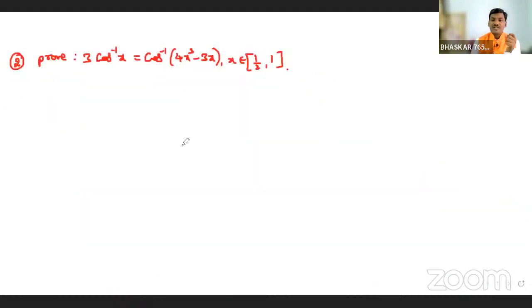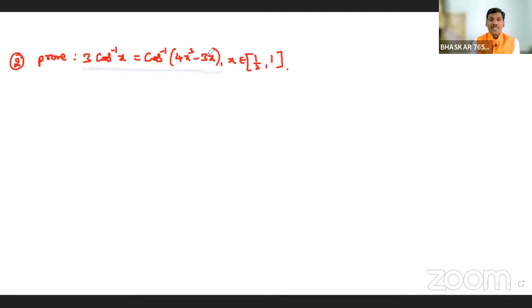Now look at this question. Prove 3 cos inverse x is equal to cos inverse of 4x cube minus 3x, where x belongs to 1 by 2 comma 1. So here we have to prove that 3 cos inverse x is equal to cos inverse of 4x cube minus 3x.